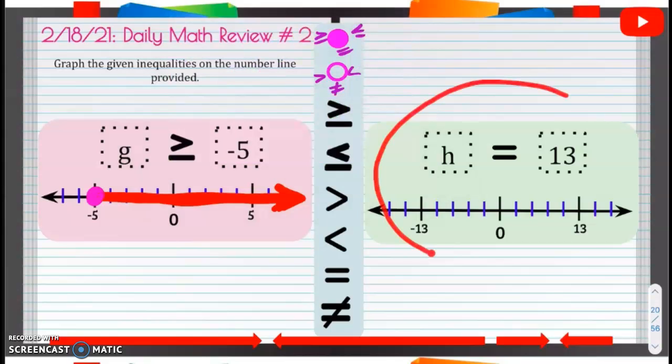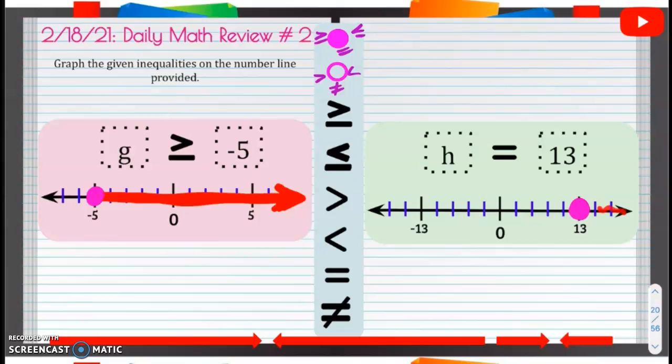If we look over here, H is equal to 13. If I said you had $13, do you have any more than $13? No. Do you have any less than $13? No. But do you have $13? Yes. So all that you are going to do is just put the closed circle, because it's equal to, closed circle, you have it, it's a closed circle on that 13, and that's it.